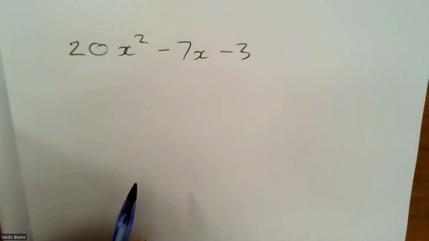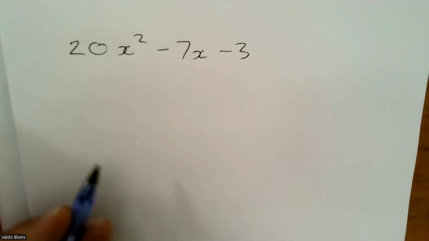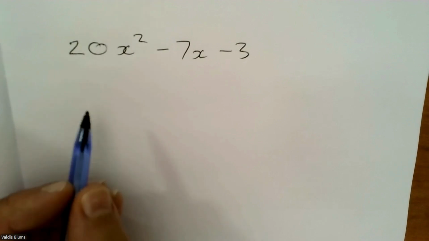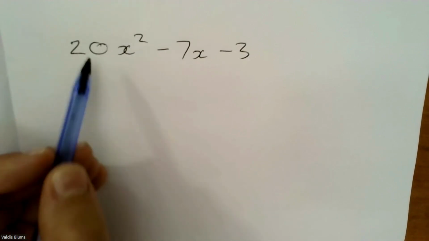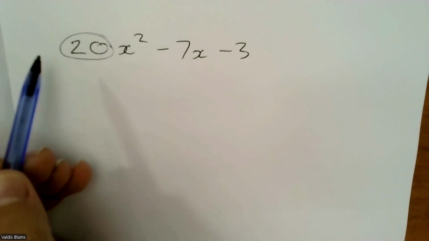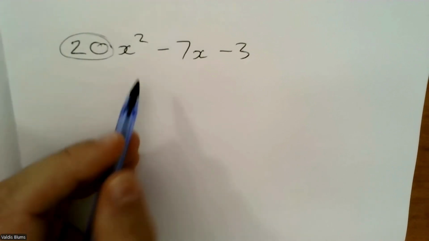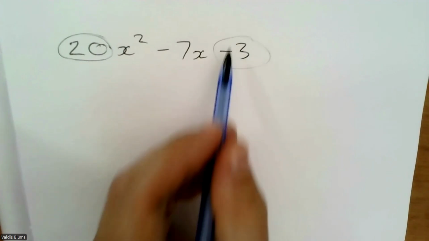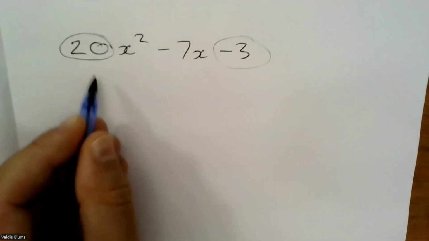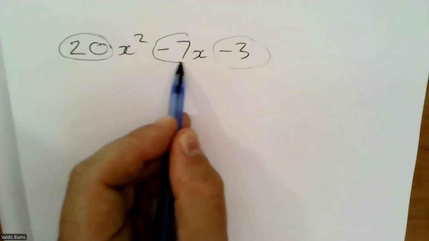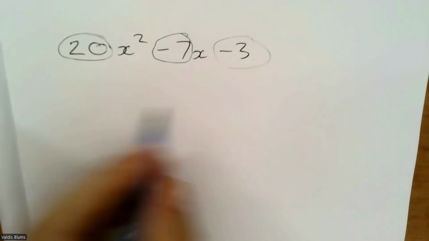Okay, let's say you want to factorize this quadratic equation. There's a few things we have to note first. So we have to look at the coefficients and understand what a coefficient is. It's the numbers in front of either the x squareds or the numbers by themselves. So we have 20, -7, and -3 as our coefficients.